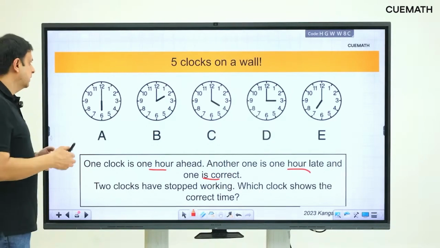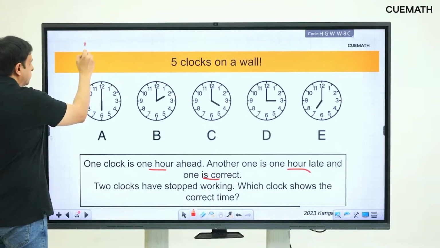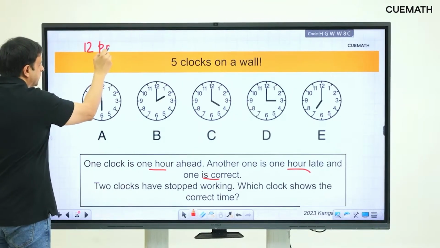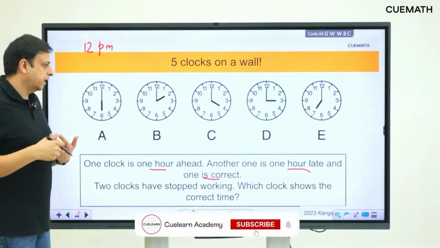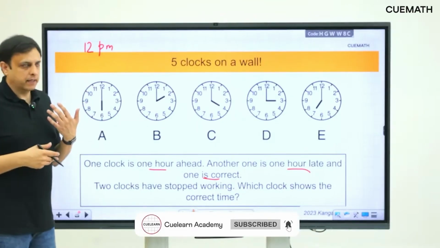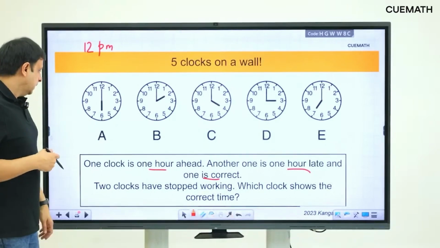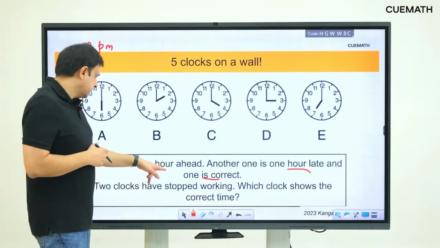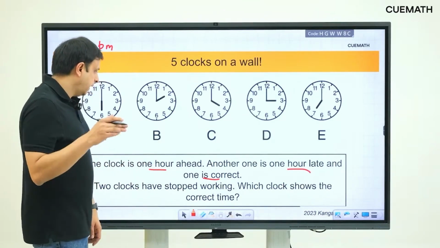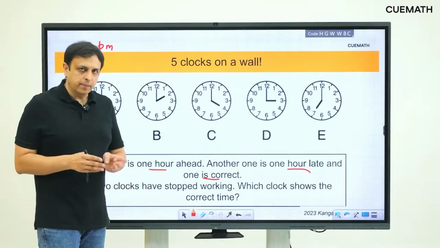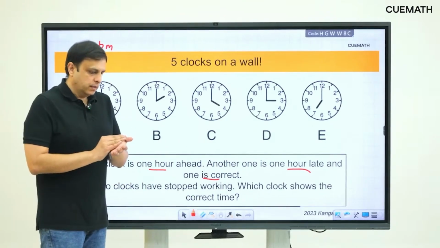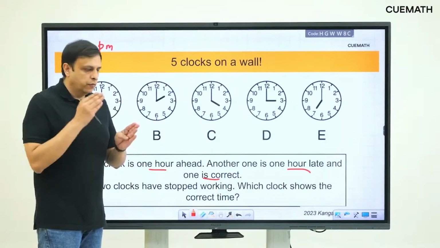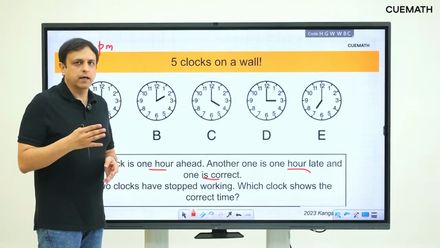So if, for example, right now let's say is 12 p.m., then a clock that's 1 hour ahead would be saying 1 p.m. and a clock that's 1 hour late would be saying 11 a.m., 1 hour before this. So we are told that one clock is 1 hour ahead, one is 1 hour late, and one is correct. And that means that among these 5 clocks, we must have a set of 3 clocks which differ in their times by just 1 hour.